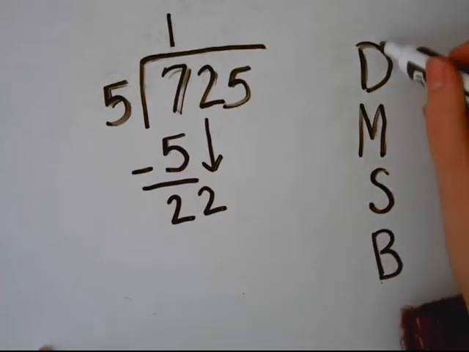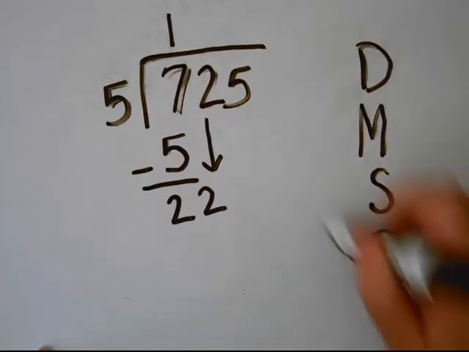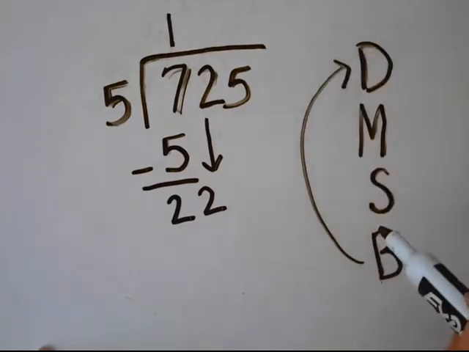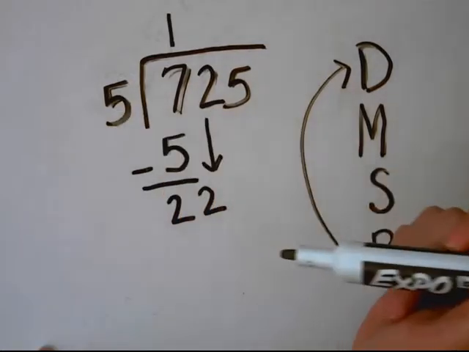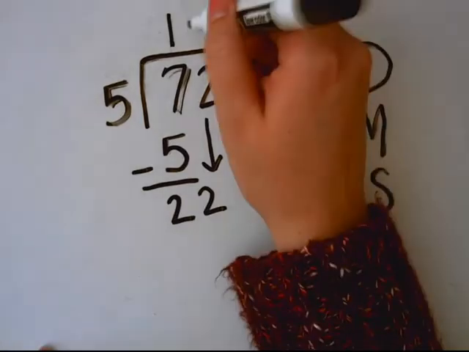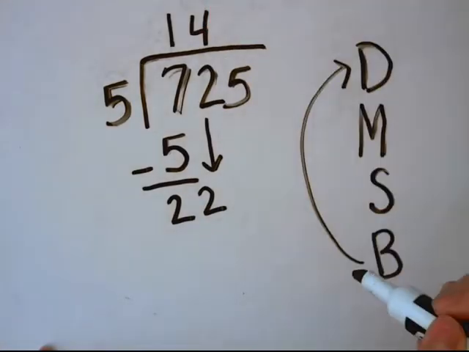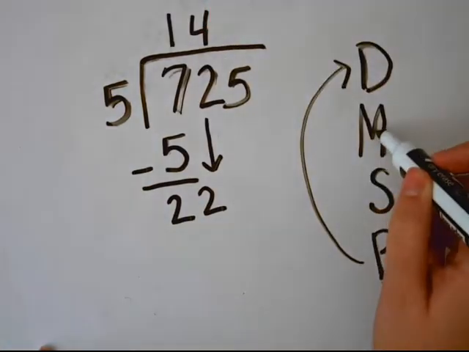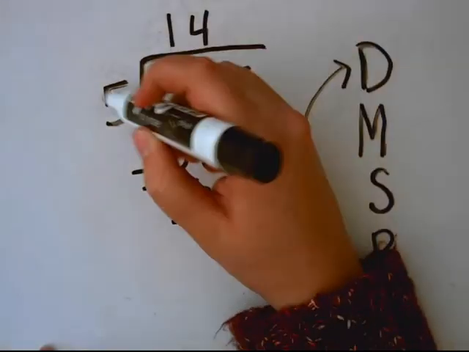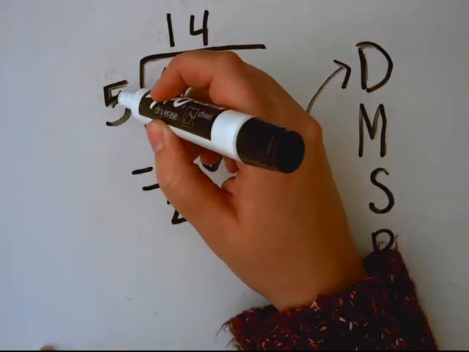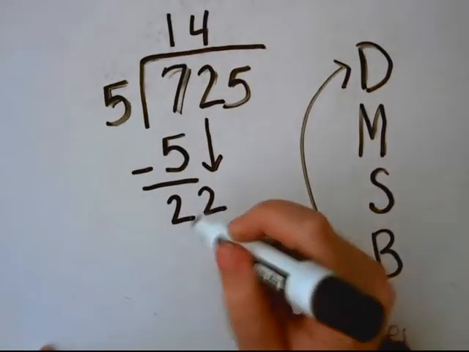After I've gone through all of my steps, I have to repeat. I'm going to divide again. 22 divided by 5 can't work out so evenly, but I know it can go closest to 4. My next step is to multiply. The last number I wrote down, 4, times the outside number, which is 5. I know that 4 times 5 is 20.